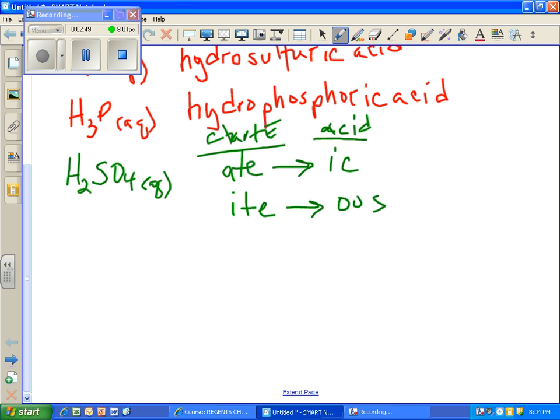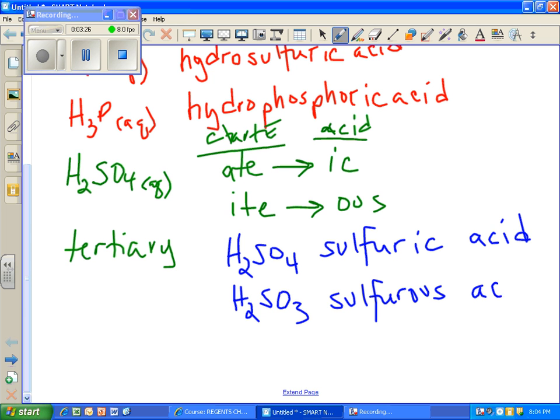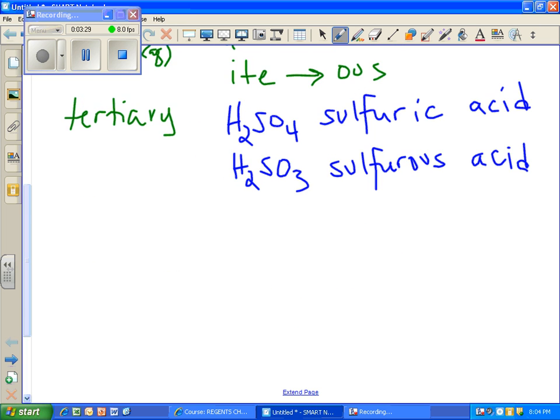So this, H2SO4, is a tertiary acid. There are three elements. So there's no hydro in the name. H2SO4 is sulfuric acid. If it had been H2SO3, SO3 comes from sulfite. That would be sulfurous acid. This rule applies with all of them.